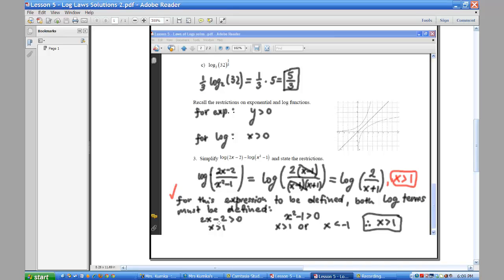So 2x minus 2 has to be greater than 0. X in this case has to be greater than 1. X squared minus 1 has to be greater than 0. X has to be greater than 1 or less than negative 1. But we have two conditions, so we only take the overlapping values of x that are true. Of x less than negative 1, we can only take x greater than 1. So our expression, log of 2 over x plus 1, is true when x is greater than 1.